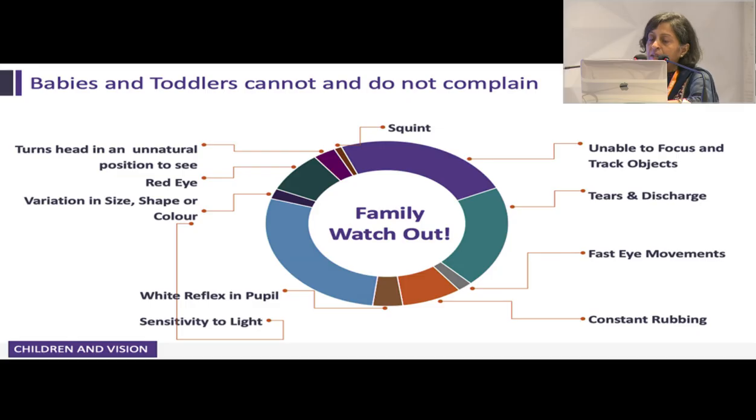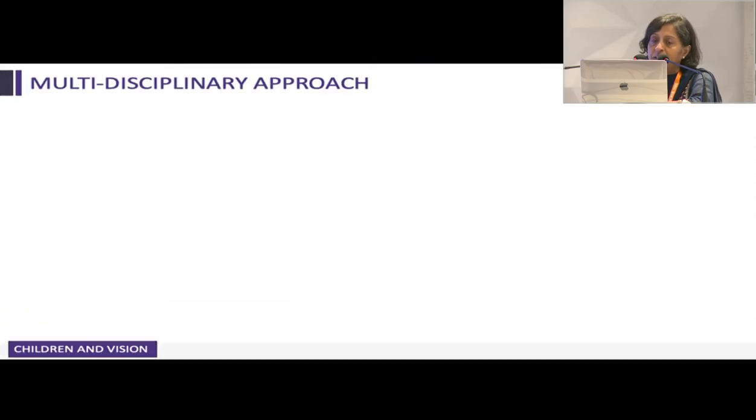For example, you guide them that if they find any change in the visual behavior, the child is unable to focus, there is some increase in the tears or discharge, some little whitishness appearing, constant rubbing, or the eye becoming a little smaller, or an abnormal whitishness, or increased sensitivity to light, all these things are important to mention to the parents right in the beginning.